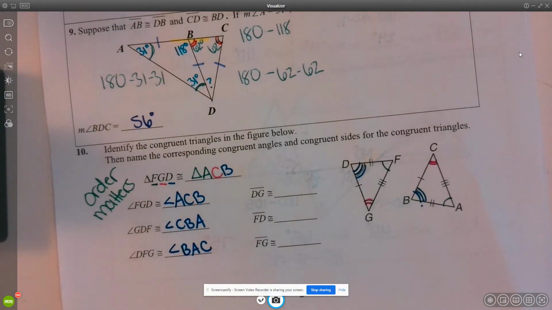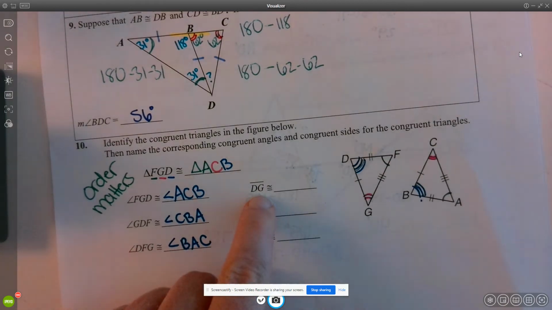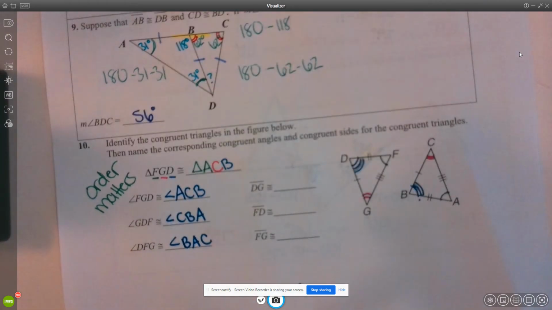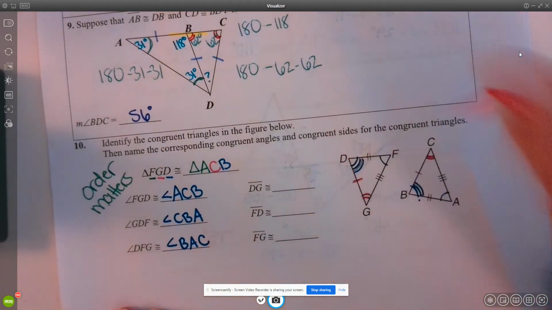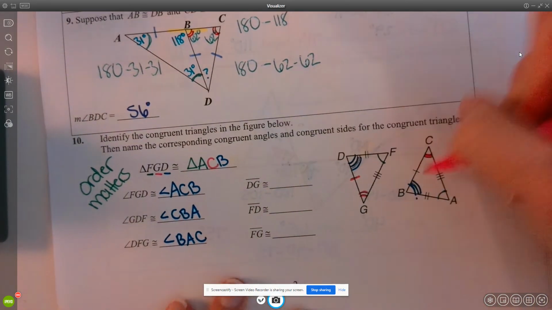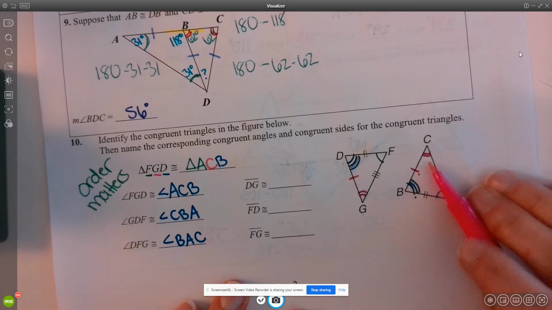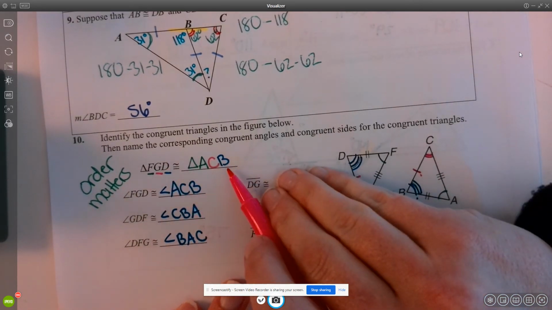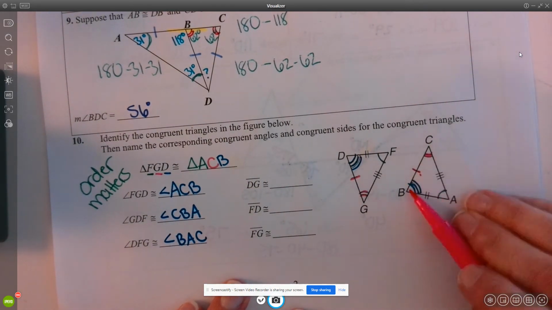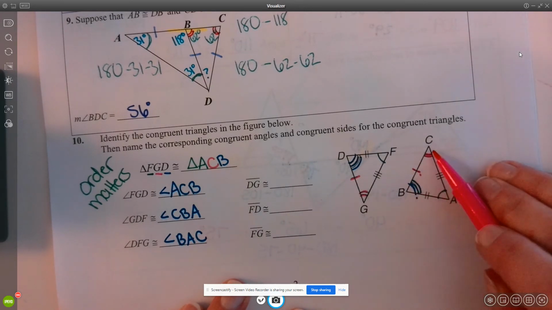Now let's match the sides. Line segment DG. That is this segment that has 1 tick mark. Which side is it congruent to? It's congruent to this side. I just need to make sure I match my letters correctly. D went with B. So to name this line segment, I'm going to call this line segment BC.